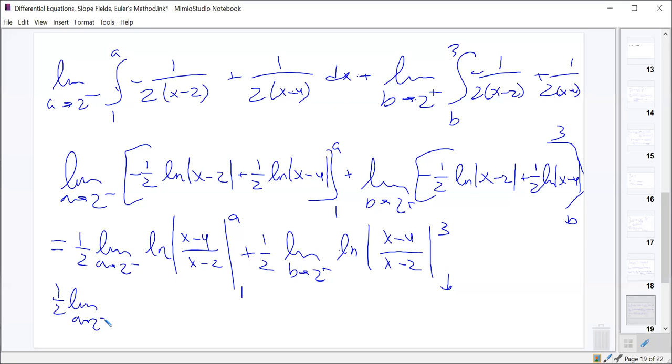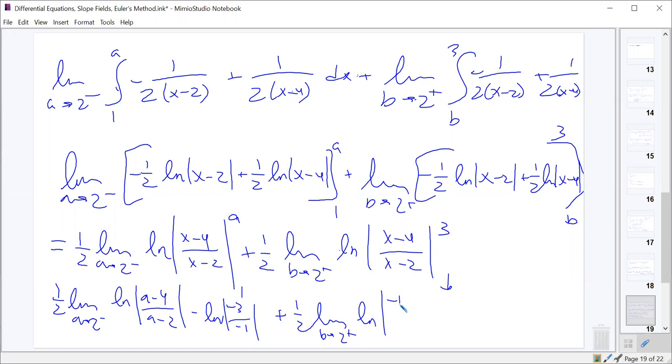All right, so now we've got 1/2 limit as a approaches 2 from the left, natural log absolute value of (a minus 4) over (a minus 2), minus natural log absolute value of -3 over -1, plus 1/2 limit as b approaches 2 from the right, natural log absolute value of -1 over 1, minus natural log absolute value of (b minus 4) over (b minus 2). Good? Okay. Everybody good at home with that?